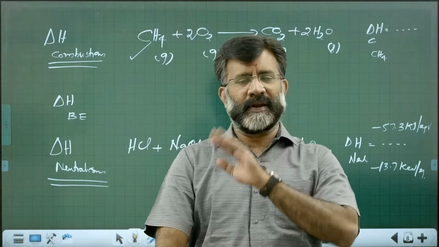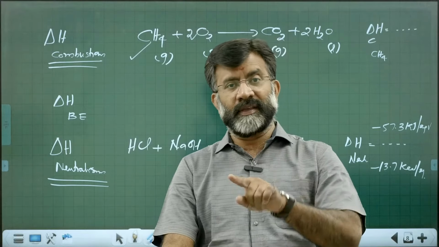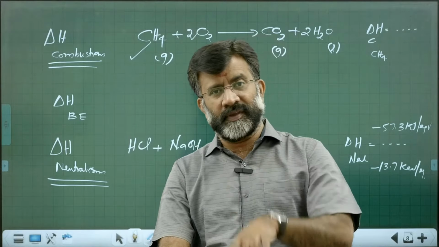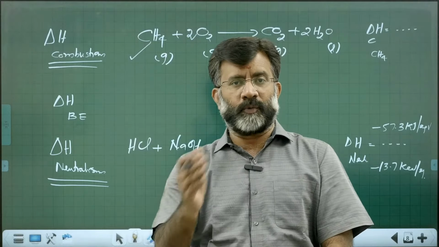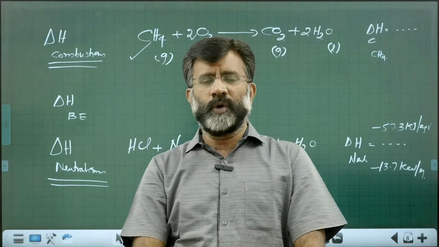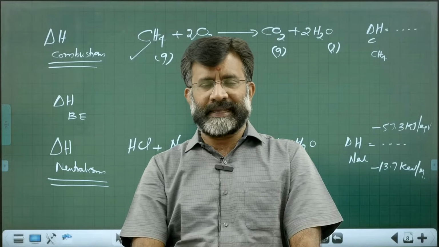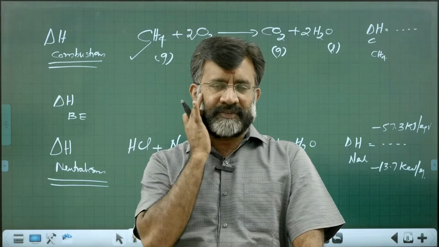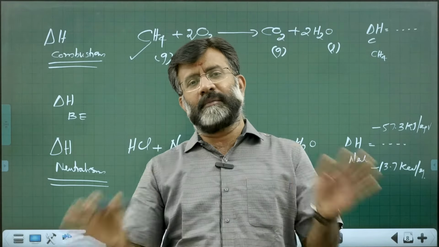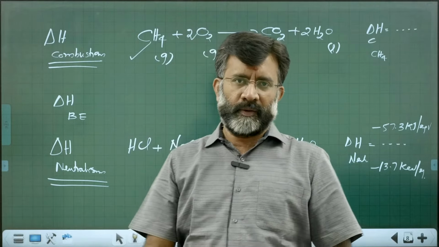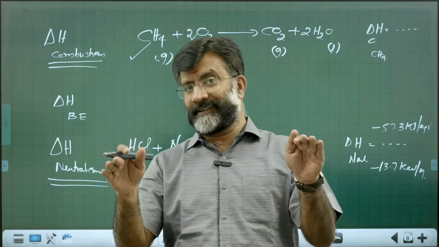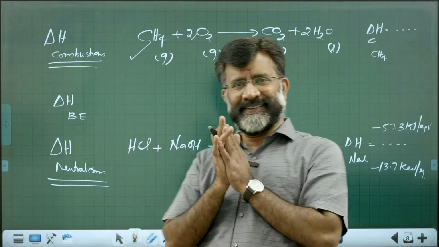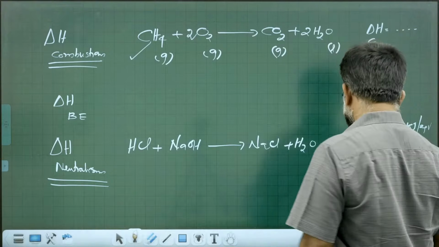Number two, suppose we take a weak acid or a weak base, the value will come down. You know what is the reason? Because for weak acids, there is no 100% ionization, no 100% reaction. For strong acid and strong base, there is complete reaction. That's why. And why is the value fixed? Think about it and find out. That's about enthalpy of neutralization.